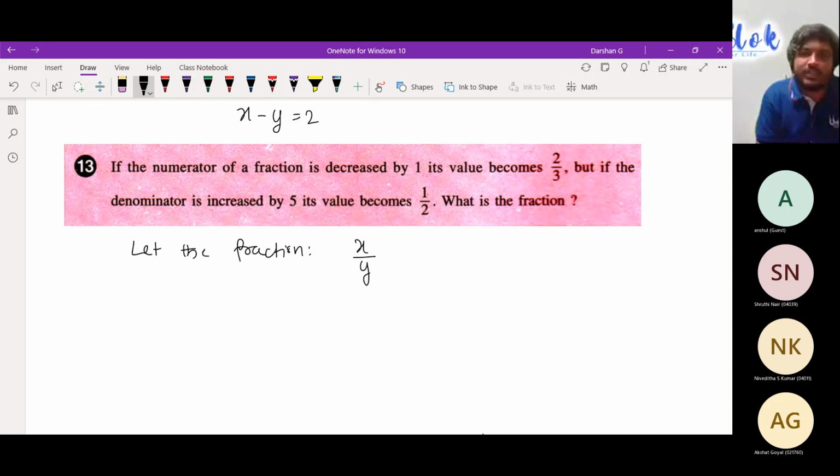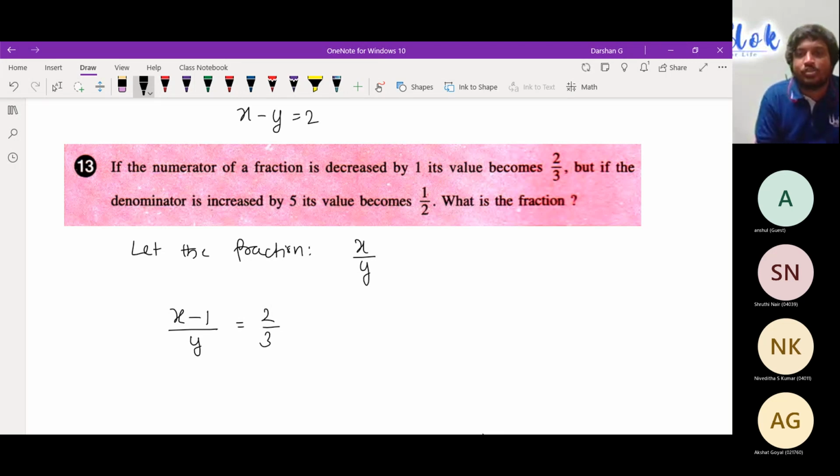The numerator is decreased by 1 and its value is becoming 2 by 3. So we are doing x minus 1, whole divided by y. There is one option you might even do like this, but they're telling numerator. So (x minus 1) by y is equal to 2 by 3. Please reduce this and tell me the equation.